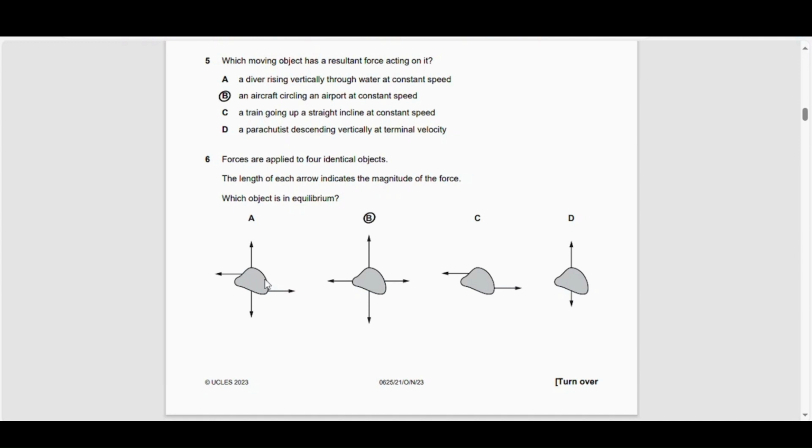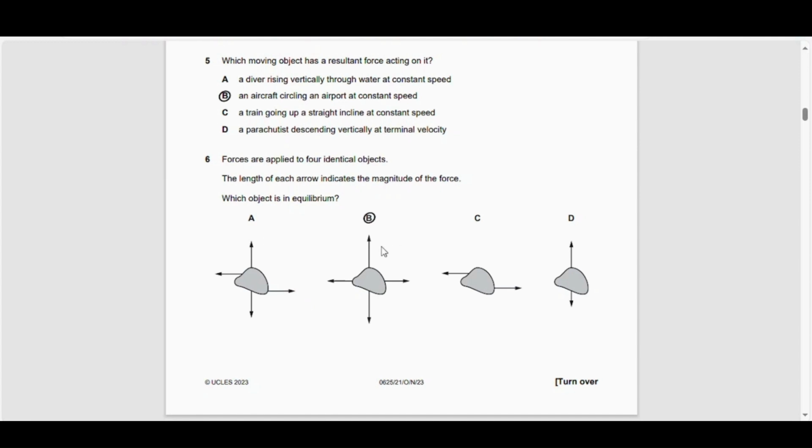Now, obviously, we will explore the turning effects of forces, and the topic of moments, in another video. But at the moment, you just need to know that if the forces do cause a turning effect, then the object is still not in equilibrium, even if the magnitude of the forces are equal and in opposite directions.